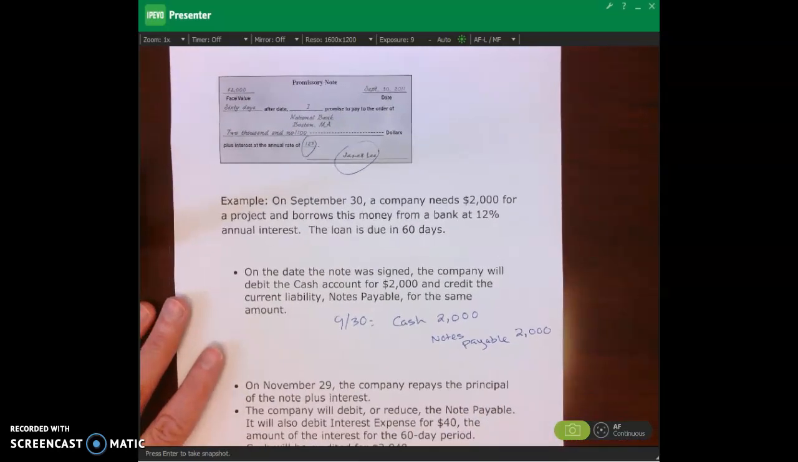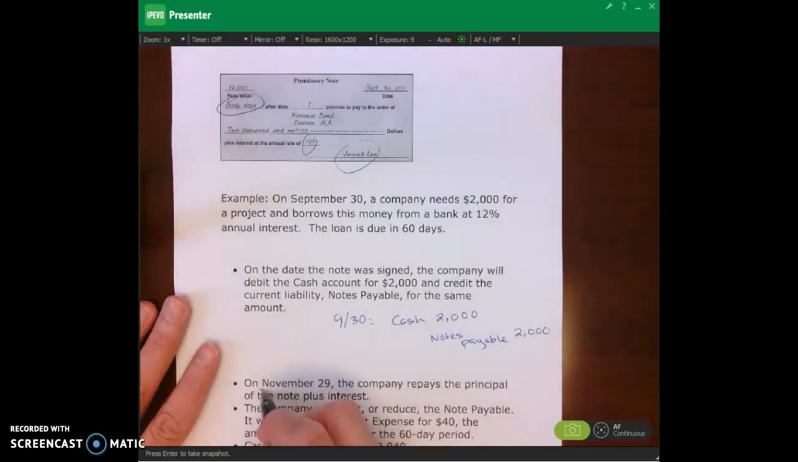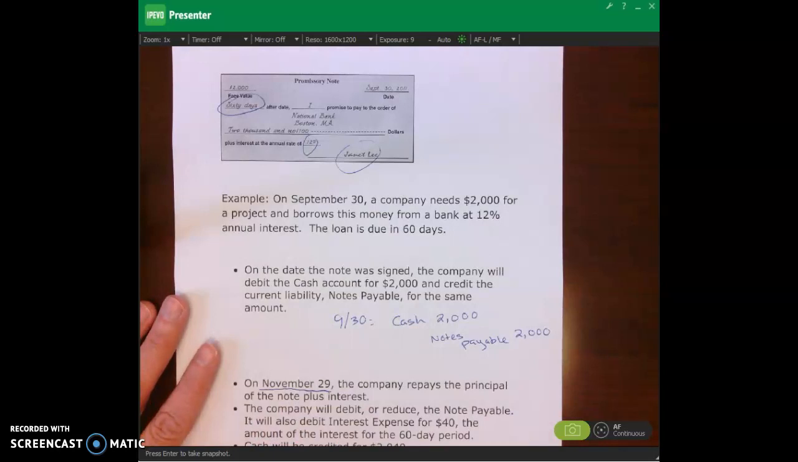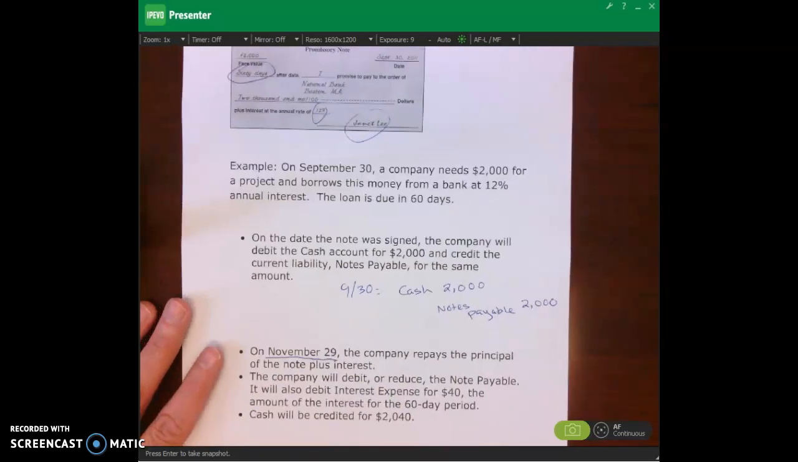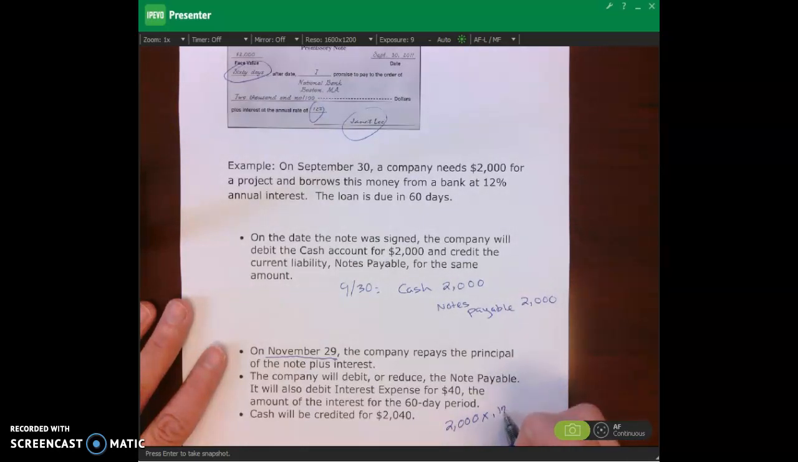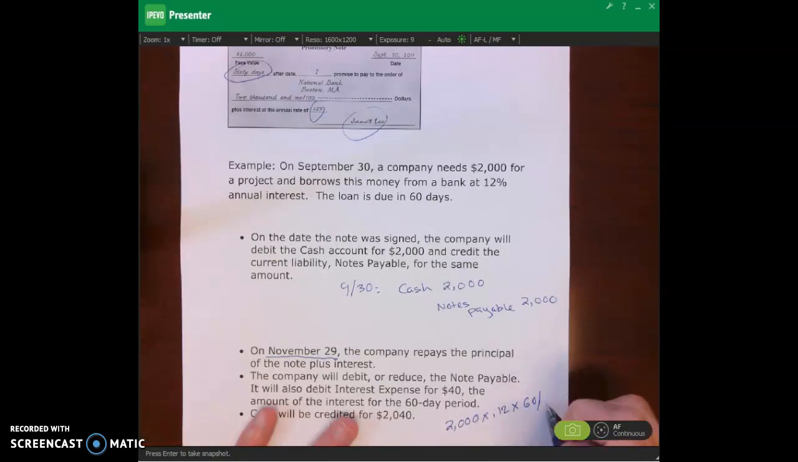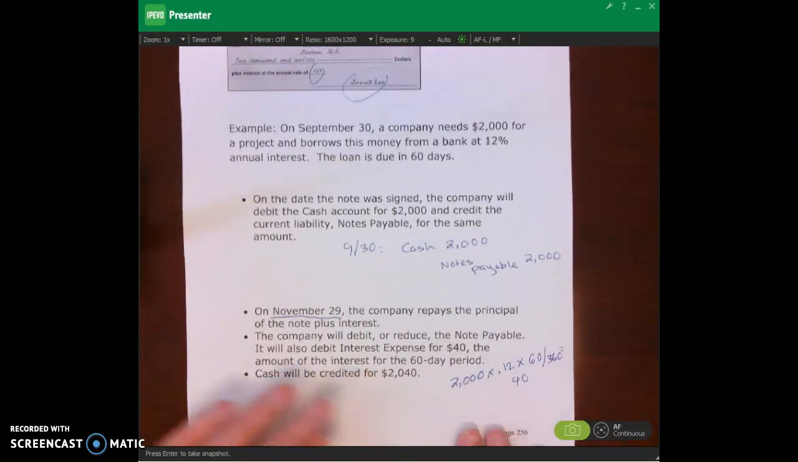Now this is due within 60 days. That means November 29th. Okay, so November 29th. So how much interest are we going to have to pay? Well, remember, we take our principal times our interest rate, which is 12%, times the fraction of the year, which is 60 days, divided by our 360-day year, and that gives us our $40.